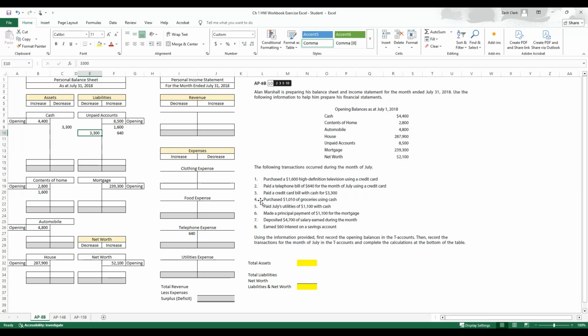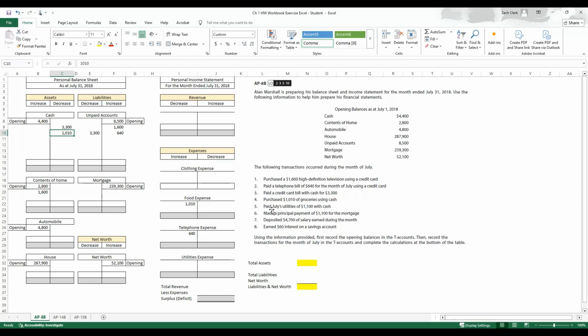Okay, so let's go on to number 4. We purchased $1,010 of groceries using cash. So we used cash here again. So cash is not a credit card. So cash is going to decrease by $1,010. And we're going to have that under food expense here. And again, we're going to hit our increase for expenses on the left side, decrease cash on the right side. We're remaining in balance as we go on the left and right.